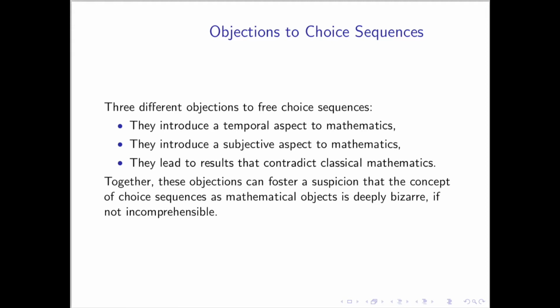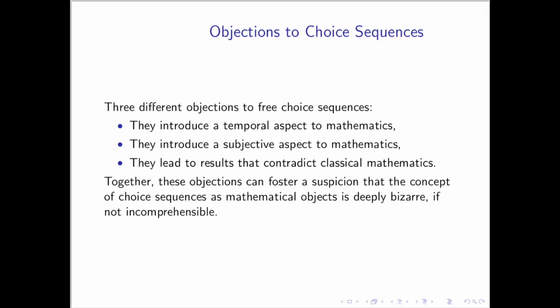It also seems like they introduce a problematic subjective aspect to mathematics. The truths of math should be objective in some way. And the truths of math shouldn't be a matter of the kind of subjective, idealistic, creative process that Brouwer is talking about. And then finally, there's this objection that free choice sequences just lead to results that contradict classical mathematics. And we like classical mathematics, so that's bad.